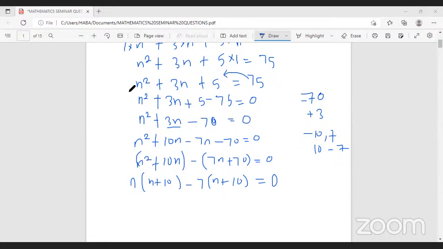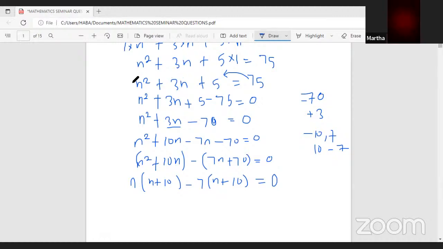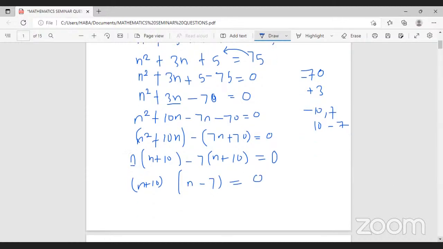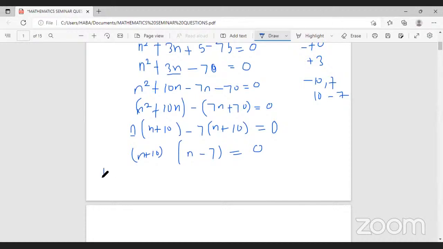Yes, Wycliffe, do we have any common factor? No. Okay. So the n plus 10 now becomes a common factor as well. So we are going to write n plus 10 then into n minus 7. And then we equate this to 0. And after that, our job becomes simpler.